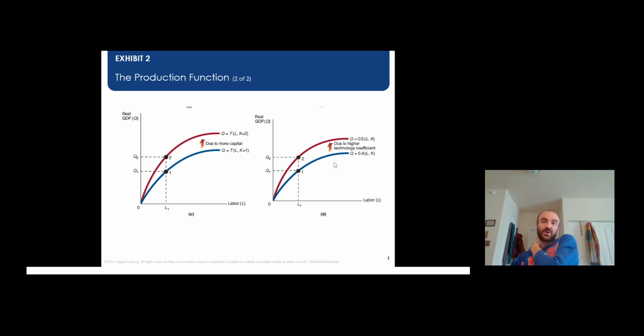The second way is through technological innovation and technological change. So then even if you don't change the labor hours or the number of workers, and you don't change your quantity of capital goods, you can increase your productivity simply by having more efficient, technologically superior production processes or recipes.